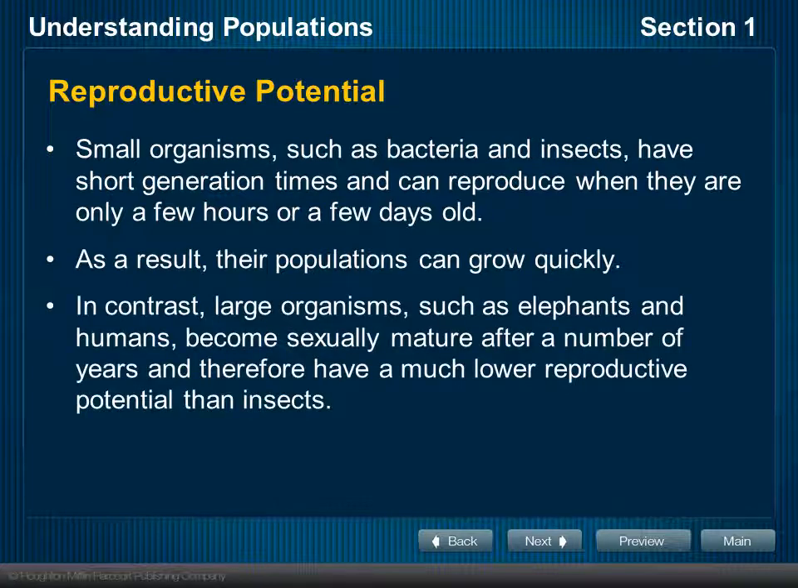The other end of the spectrum, of course, is large organisms, elephants, humans. It takes many years before these organisms can become sexually mature and are able to begin reproducing, and therefore their reproductive potential is much lower.